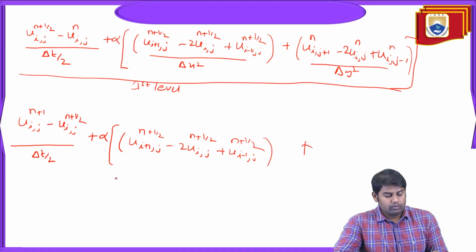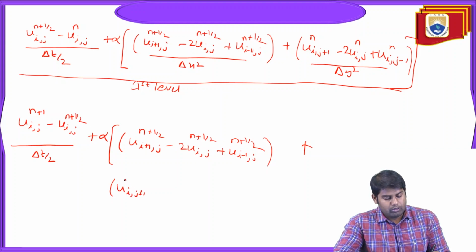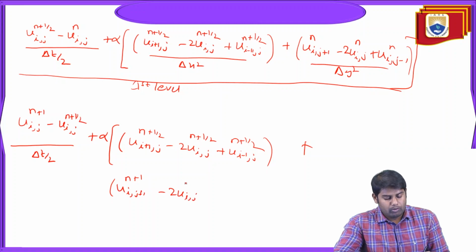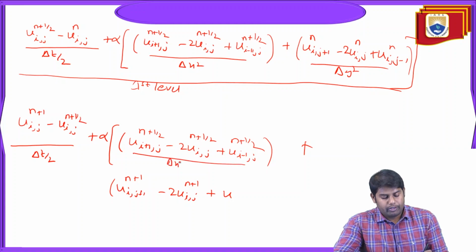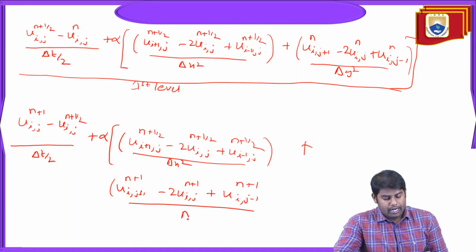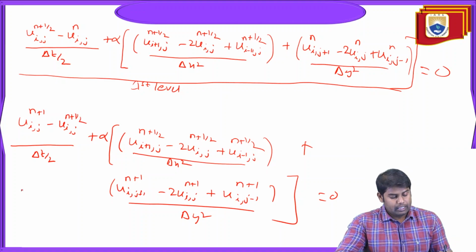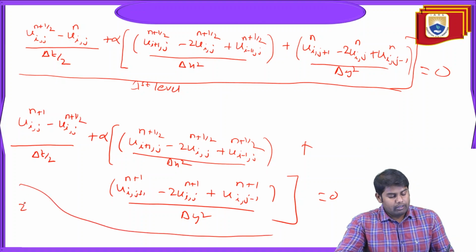Plus u of i, j plus 1 to the power of n plus 1 minus 2u of i, j to the power of n plus 1, divided by delta x square, plus u of i, j minus 1 to the power of n plus 1, divided by delta y square, equal to 0. This is also equal to 0. So if you see, this is entirely the second level.